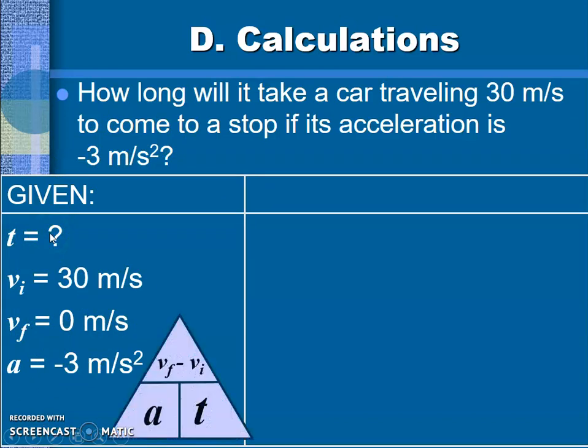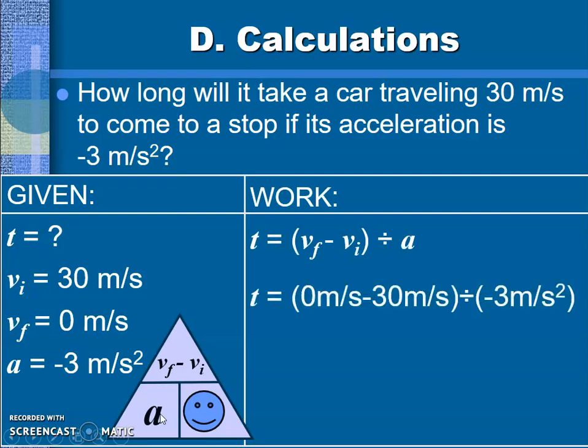So let's take a look at our triangle. T is our unknown, so let's cover that up. So the triangle says what we need to do is v of f minus v of i divided by a. Okay, so go ahead and write that out. And then just plug those numbers into the correct locations. Okay, final velocity, remember, is 0 because we're stopping. Initial velocity is 30, and our acceleration is negative 3.